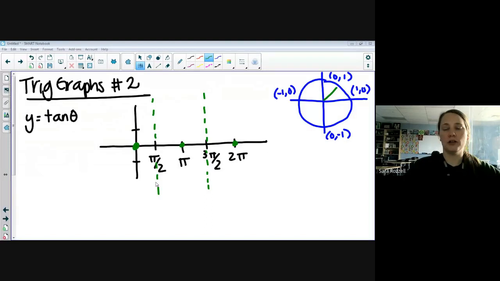Okay, so we are just plotting the points from tangent if you're going around the unit circle. So we plotted 0, and then you can't divide by 0, so we had undefined, another 0, undefined, another 0. So now we're going to figure out what's happening in between the 0 and our asymptotes.